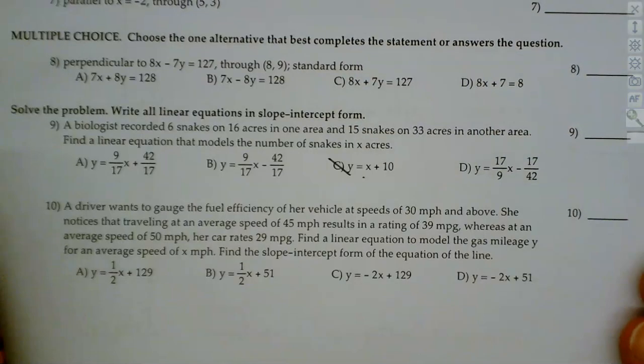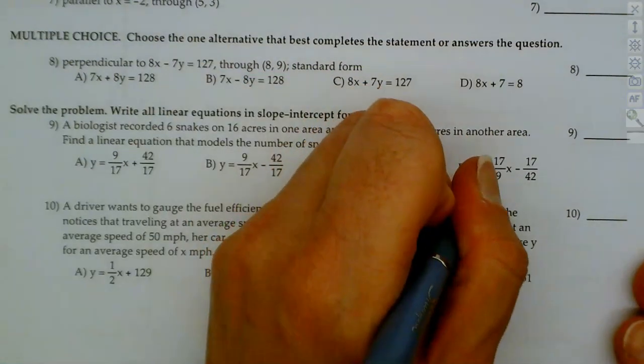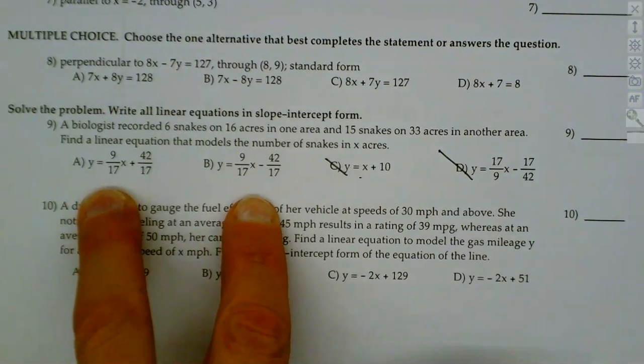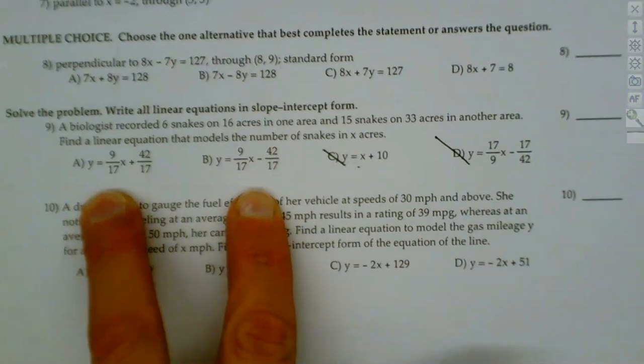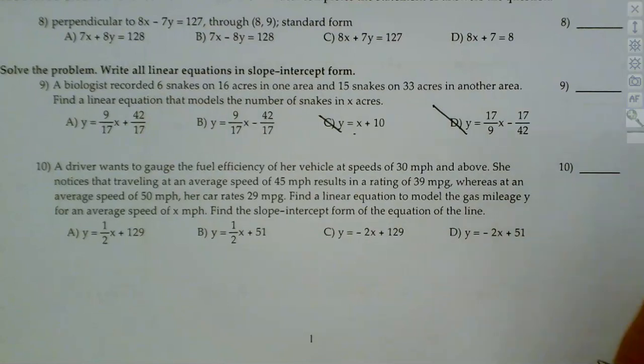D is 17 over 9. So that one also can be eliminated. So now, just by finding the slope, we've got it down to these 2. And always do that whenever you have a multiple choice question. Doesn't matter what class it's for, always try to use the process of elimination.